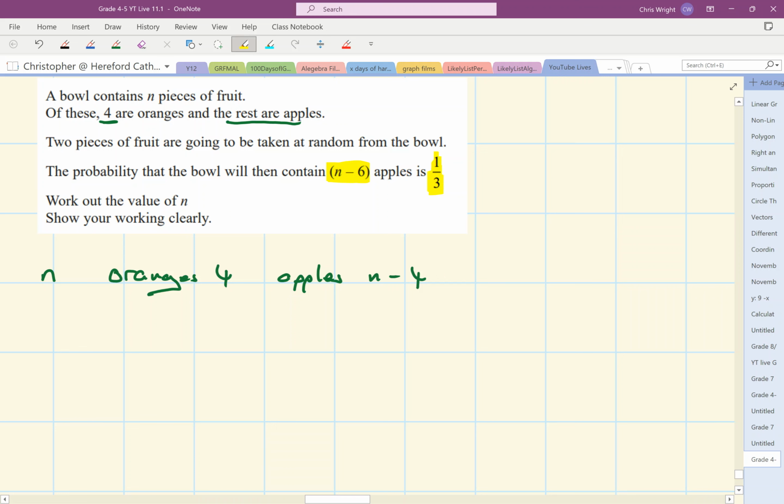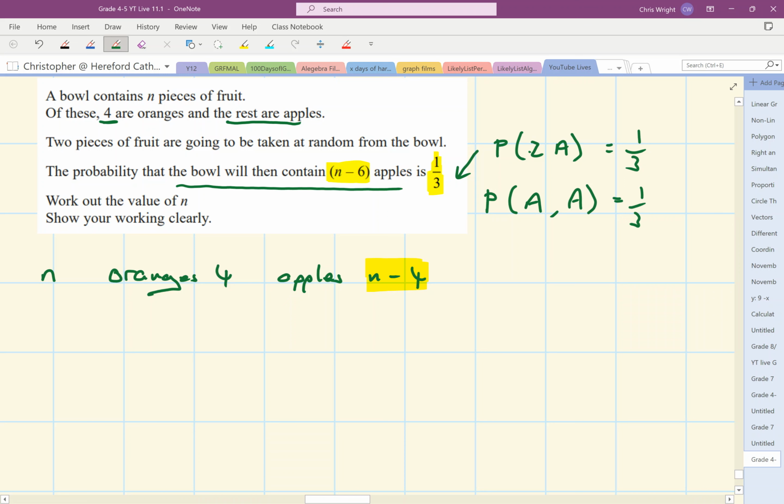Well, wait a minute, it starts with n minus 4 apples, right? So if you're going to take 2 pieces of fruit and then be left with 2 fewer apples, with n minus 6 apples, both of those pieces of fruit must have been apples. So what we're really talking about here is that the probability of taking 2 apples, or the probability of taking an apple followed by an apple, is a third. That's really what this sentence is telling you.